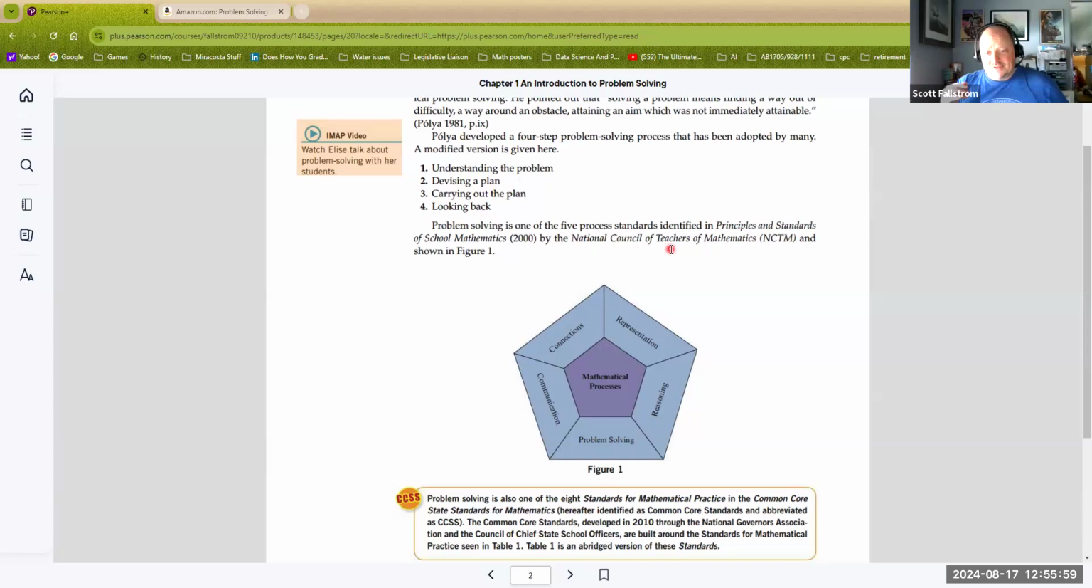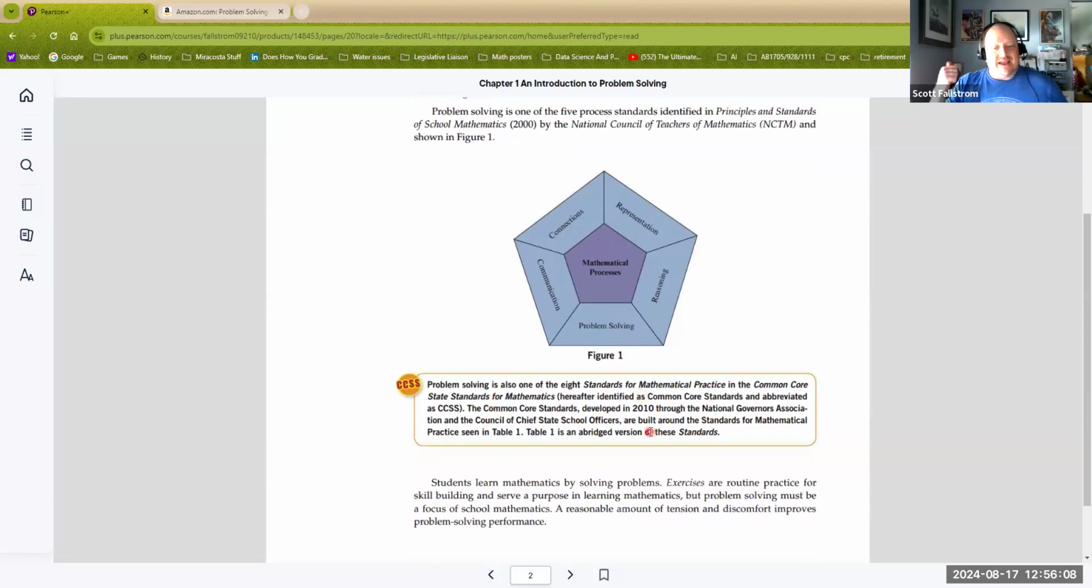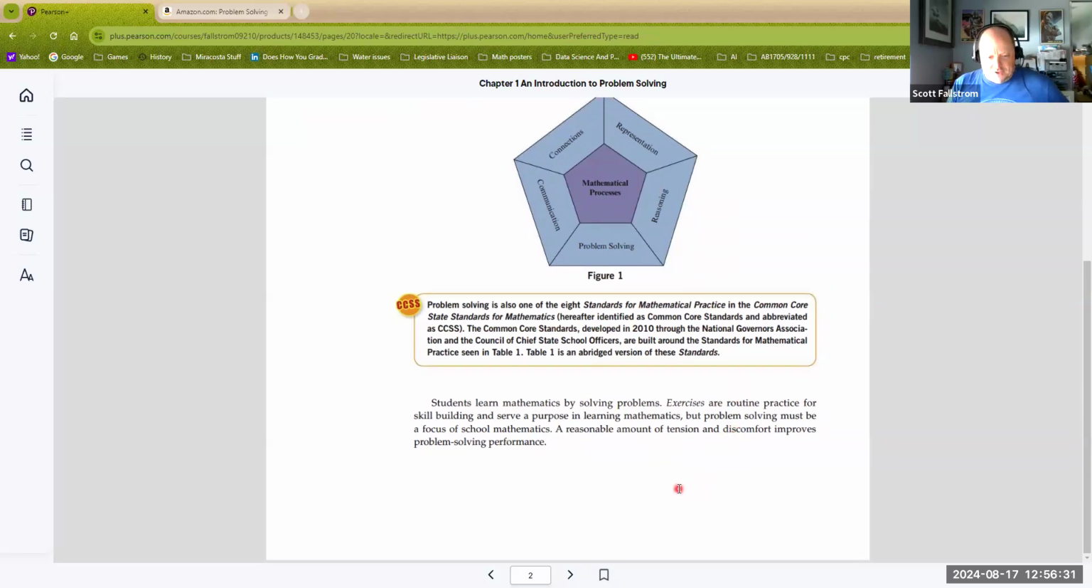Now, this is from the Principles and Standards. This goes back to 2000. The National Council of Teachers of Mathematics had this: problem solving, reasoning, representation, connections, communication. These are mathematical processes. Problem solving is one of the 8 standards for mathematical practice in the Common Core State Standards. And we're going to integrate state standards, Common Core pieces throughout, because that's what you'll be teaching too. And just understand there are content standards, and then there are practice standards for mathematical practice. And we're going to be kind of integrating both of those as we go.